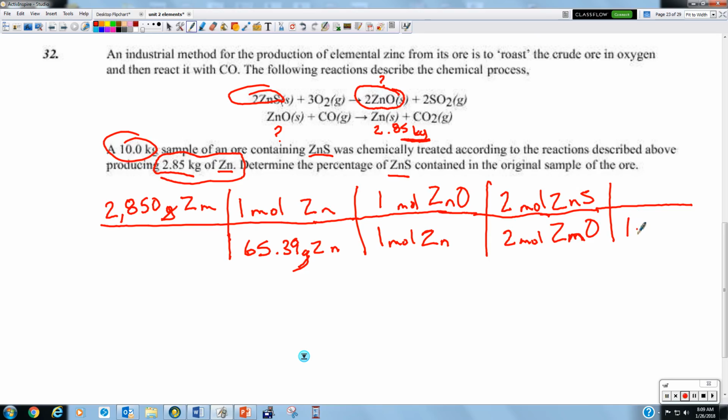So for every 1 mole of zinc sulfide, the formula mass, I'll go ahead and give you that number, is 97.44. So somebody tell me, what do we get as far as grams of zinc sulfide?